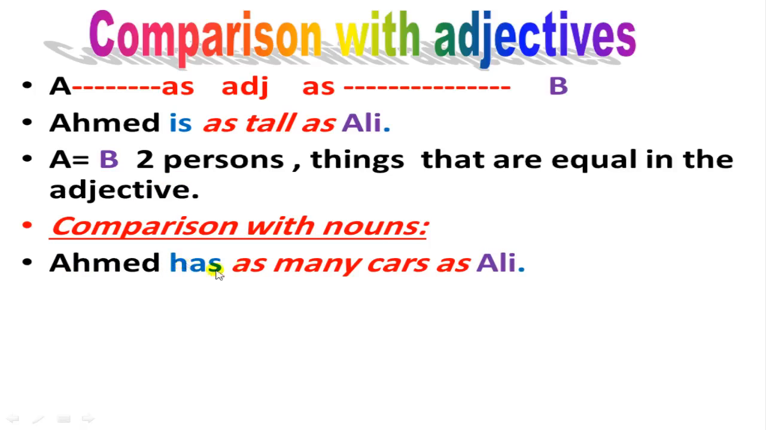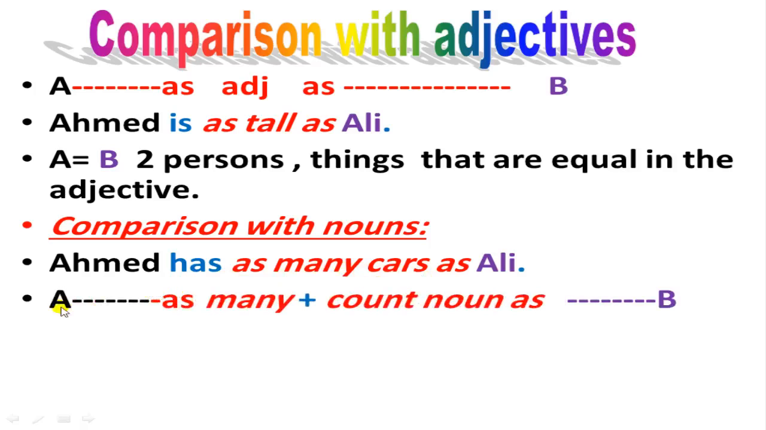Ahmed has as many cars as Ali. Ahmed has 3 cars. Ali has 3 cars. So Ahmed has as many cars as Ali. They are equal. A, as many, plus a count noun, as B.